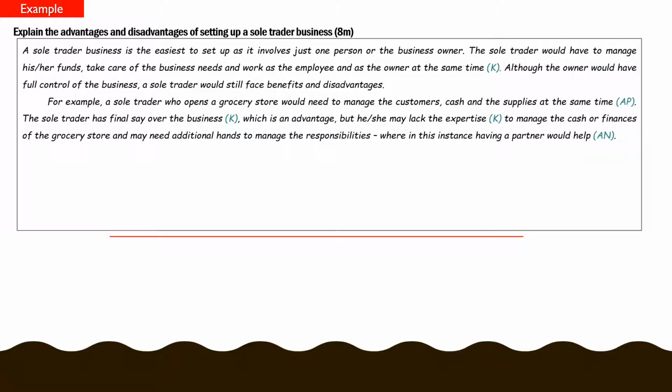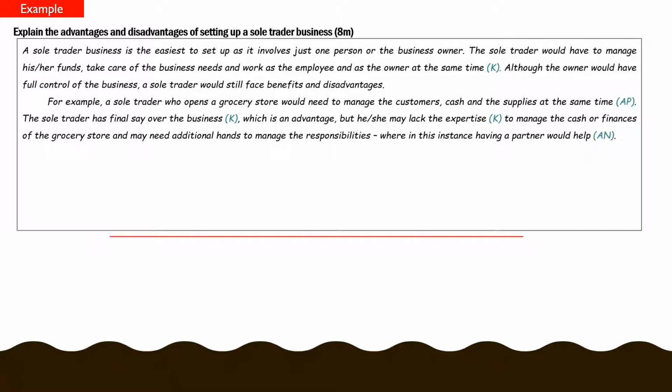Now, in paragraph 2, for example, a sole trader who opens a grocery store would need to manage the customers, cash, and supplies at the same time. What have I done? I provided a context to a business, and I explained what happens in a grocery store and what a sole trader would do. That would gain you marks for application.